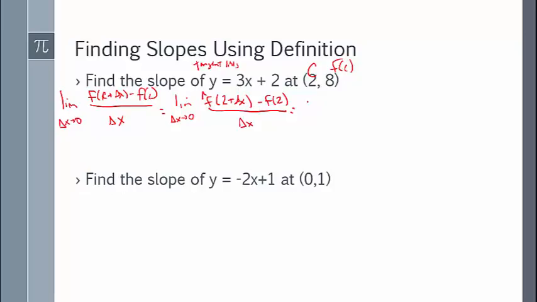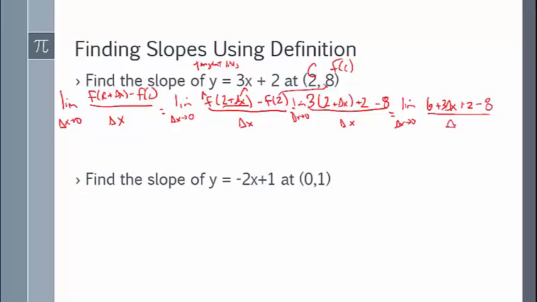All right, so remember our function notation. This means we're going to take this whole 2 plus delta x and plug it in for the x in the equation. So I get 3 times the quantity. Actually, I need that limit statement because I still have not plugged in 0 for delta x. 3 times the quantity 2 plus delta x plus 2 minus, and f of 2 is right there, 8, all over delta x, which now I have the limit as delta x approaches 0 of 6 plus 3 delta x plus 2 minus 8 over delta x.